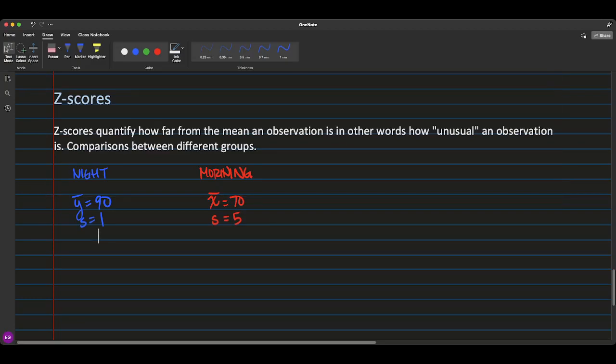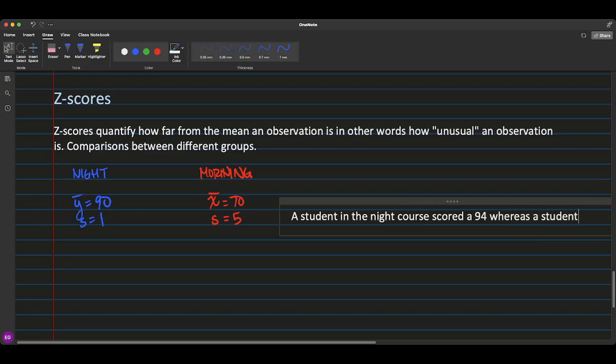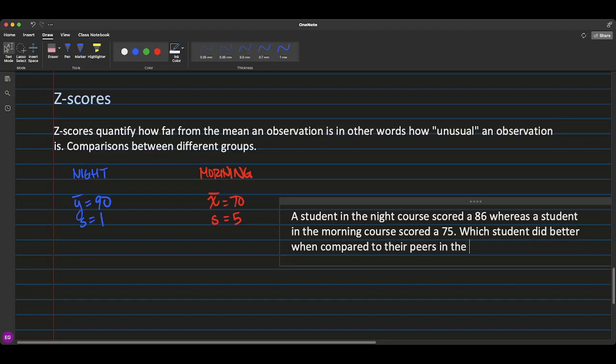But let's say you wanted to make a comparison between people from the different classes. So let's say a student in the night course scored a 94. Whereas, actually no, let's say a student in the night course scored an 86. There we go. Whereas a student in the morning course scored a 75. Which student did better when compared to their peers in their section, let's call it. So there's a night section and a morning section.